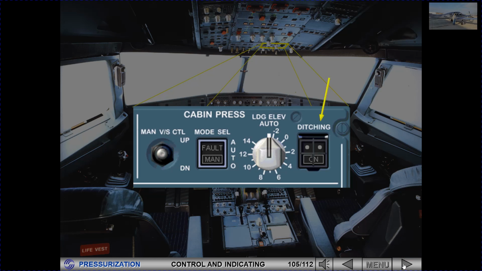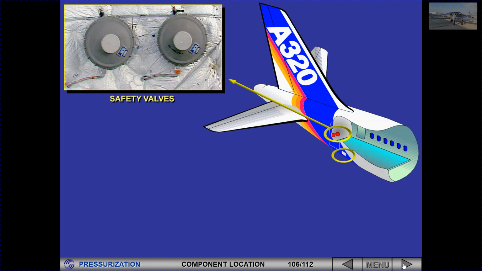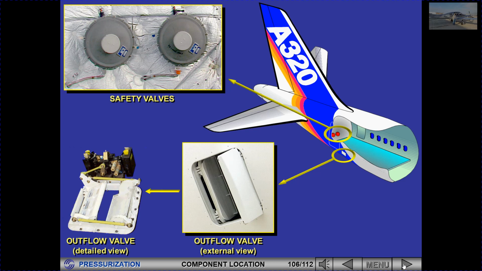The guarded ditching switch is provided to close all valves so that the aircraft can be sealed in the unlikely event of a ditching. To prevent excessive cabin differential pressure, negative or positive, two safety valves are installed on the pressure bulkhead at the rear of the cabin.